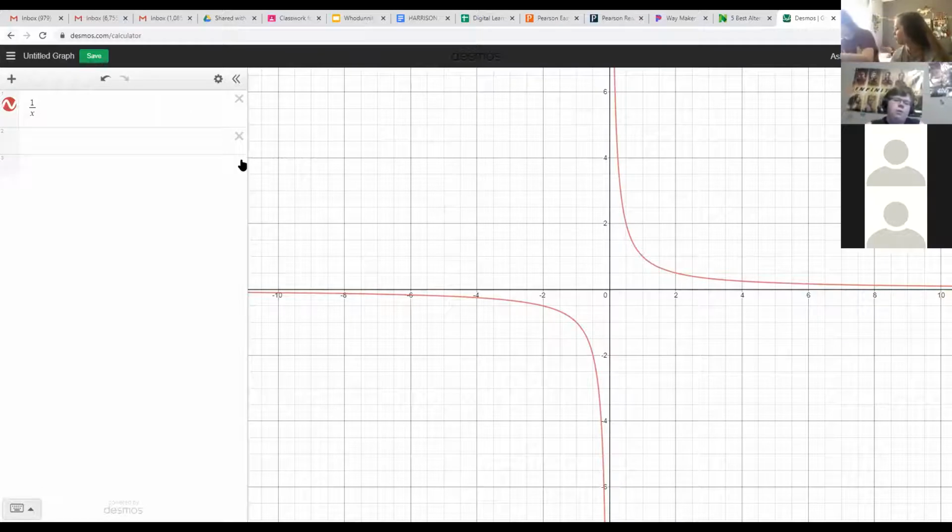And so if we're thinking about domain and range, whew, Ms. Harrison's really pulling out some of these terms from Algebra 1, right? Think about domain and range. What is domain?